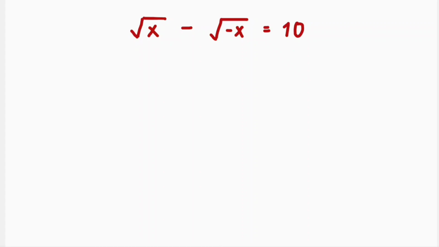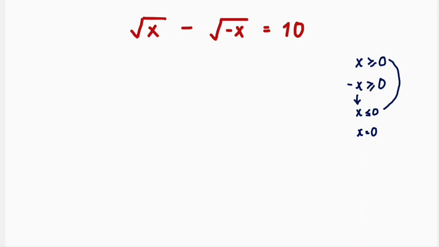Hi friends, this is an interesting algebra question. We know that the value under square root must be greater than or equal to 0. Also, minus x greater than or equal to 0. This implies x less than or equal to 0. And if we combine both of them, we get x equal to 0.